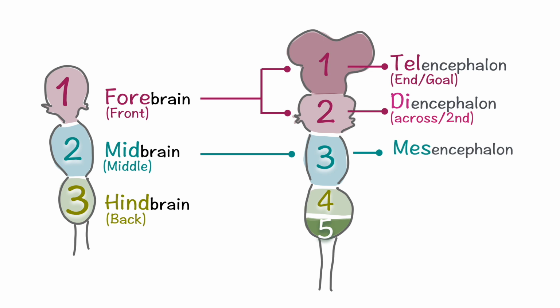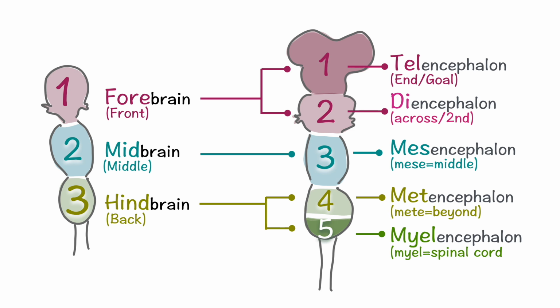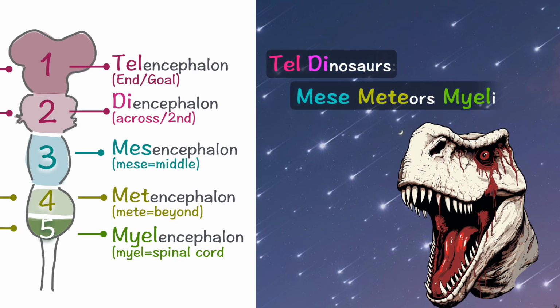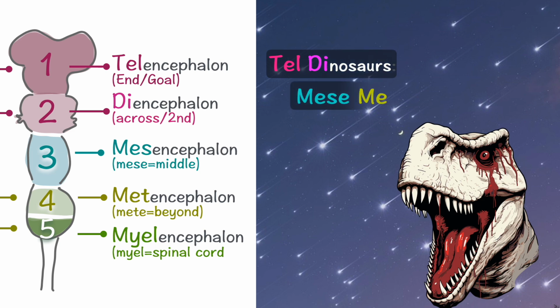Midbrain becomes mesencephalon. Meso means middle. Hindbrain splits into metencephalon and myelencephalon. Meta means beyond. Myel means spinal cord. Here's a fun mnemonic. Tell dinosaurs, Meso meteors myelinated. What does that mean? Imagine telling dinosaurs we've evolved. Now, information from the mesencephalon travels like meteors through myelinated fibers, fast and efficient.